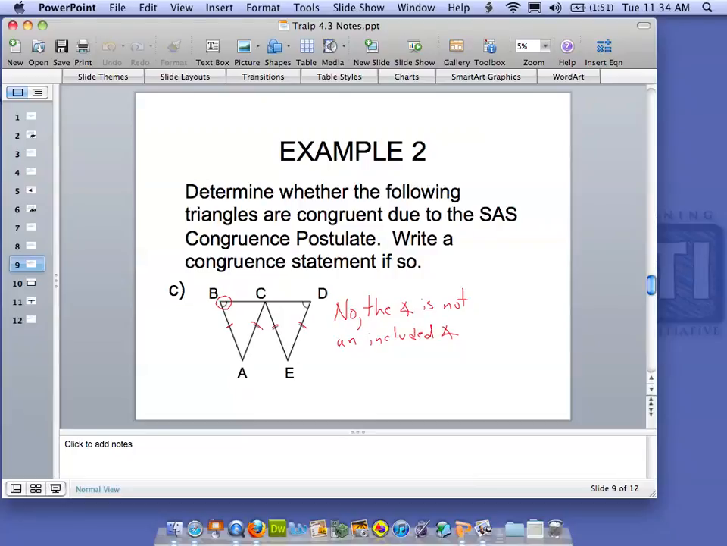So even if I look at the triangles and they appear to be congruent, if I'm trying to prove congruency by one of the postulates, the conditions have to be fulfilled. And in this case, they look very congruent, but I don't have enough information to say yes, they are.